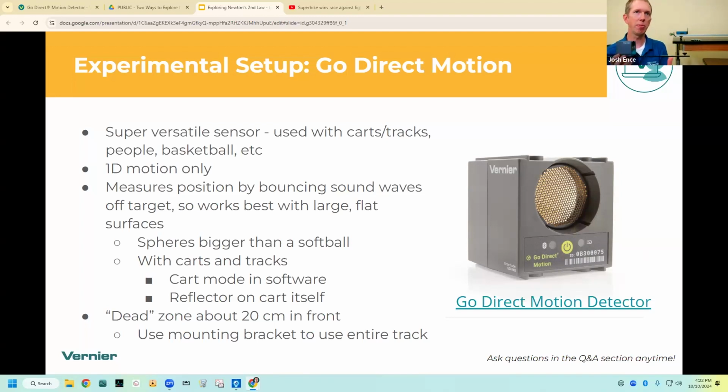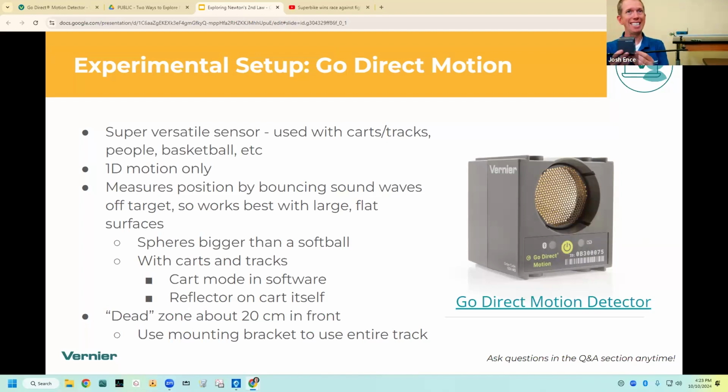One of the things that's great about motion detectors is they're really versatile. Today, we're going to measure dynamics carts, but you can also use it with people or a basketball. If you're going to use a ball, something like this 8-inch Nerf ball is perfect for it, especially since if it lands on something, it's not going to break anything.